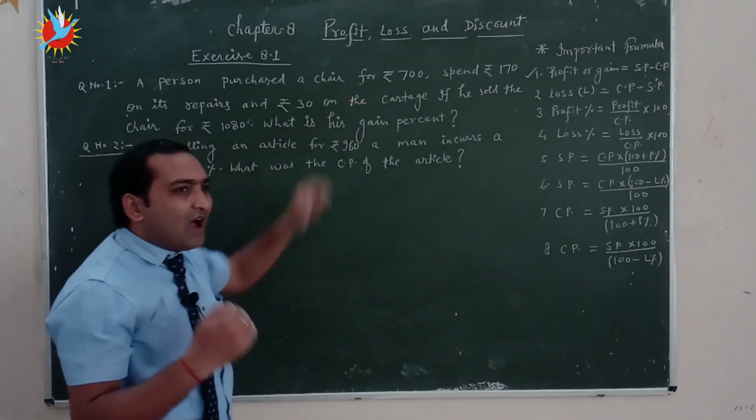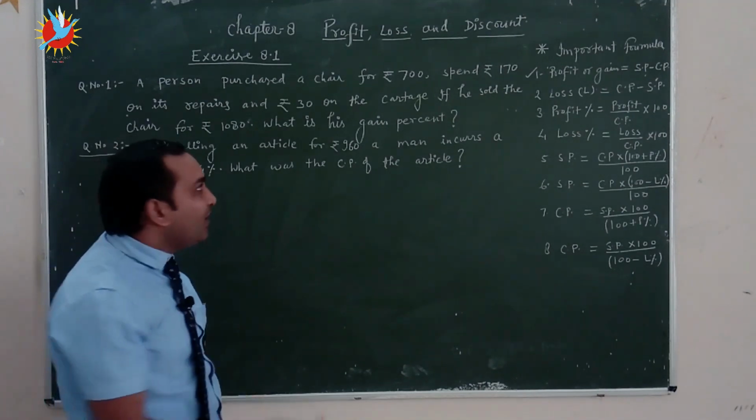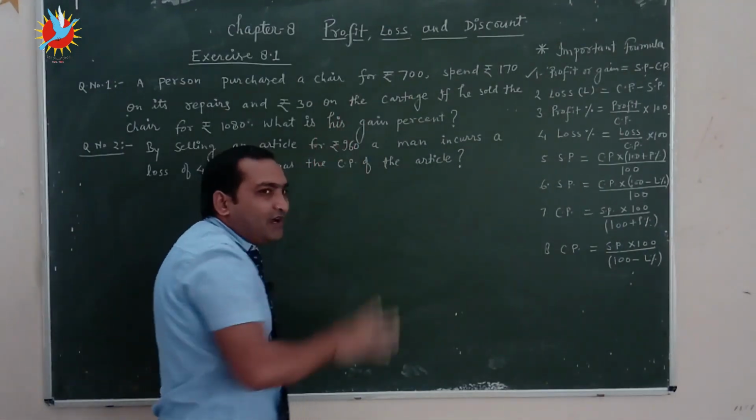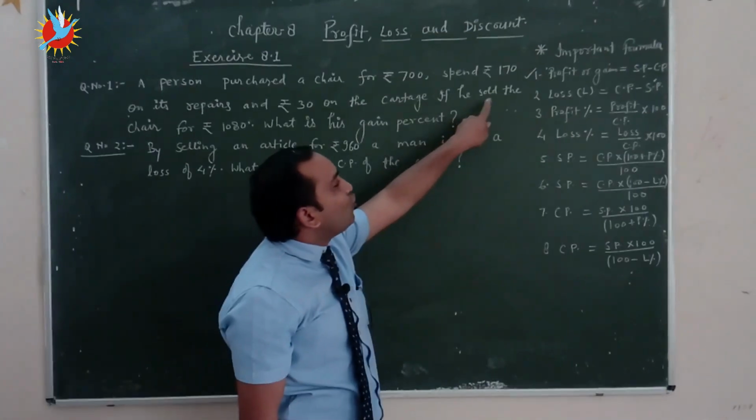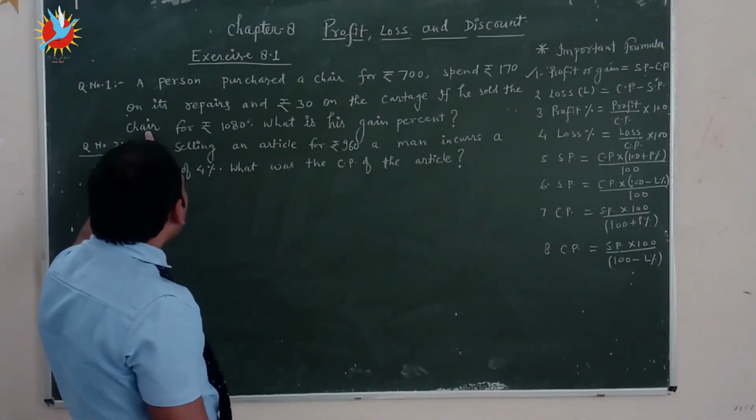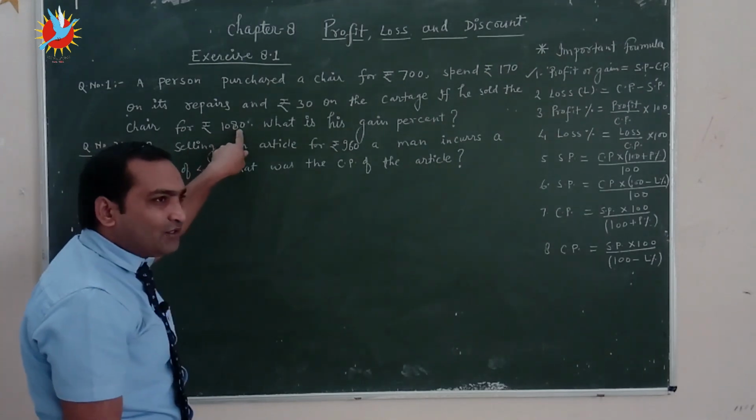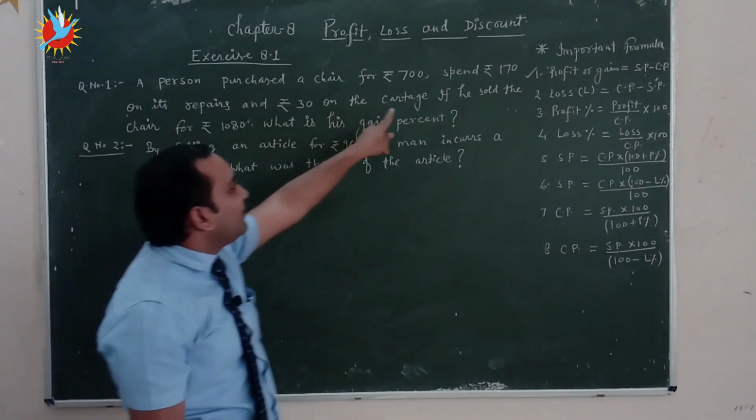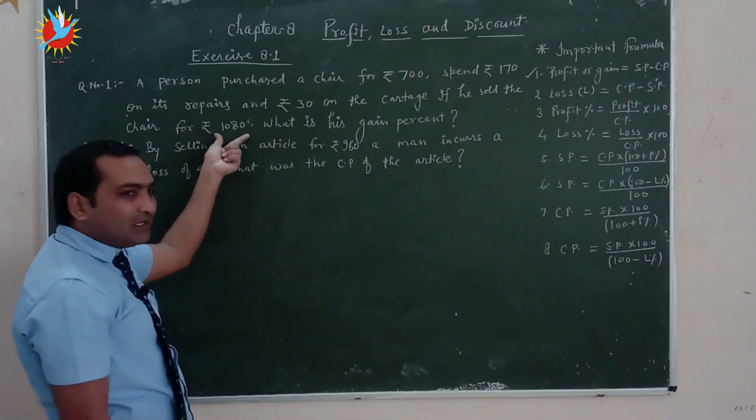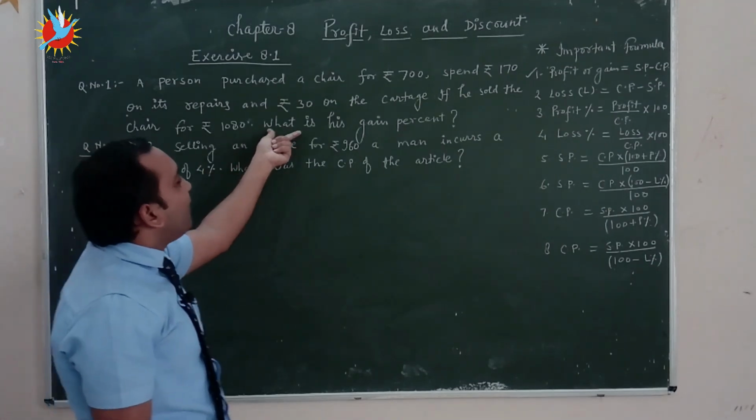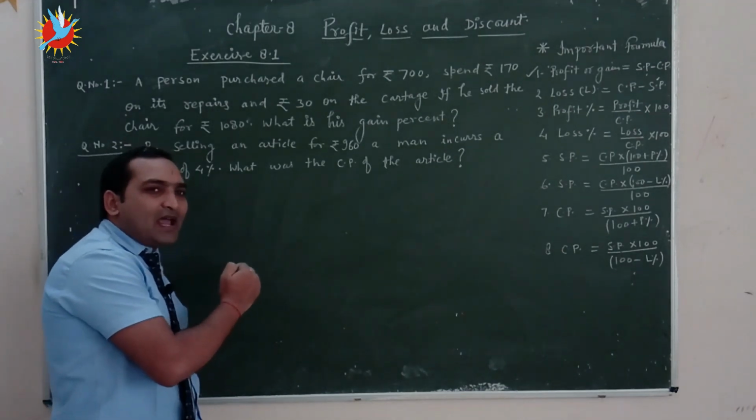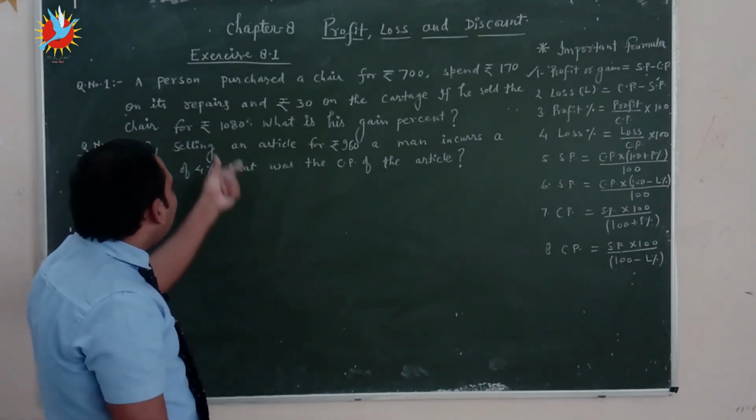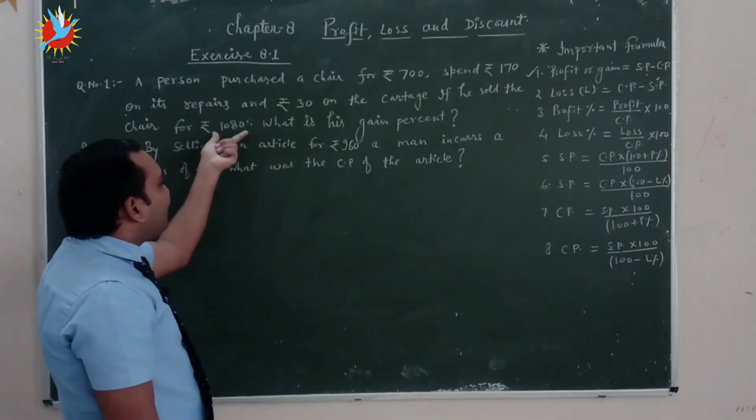So final cost price will be 700 plus 200, that is 900 rupees. And if he sold the chair for rupees 1080, so final selling price is also given, 1080 rupees. And what is his gain percent? So final cost price we know and final selling price we know.